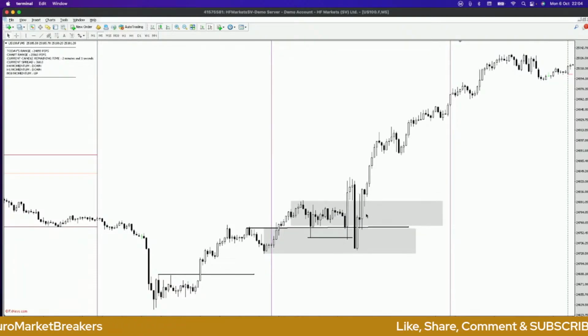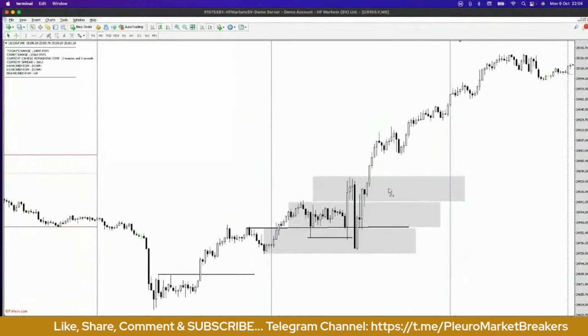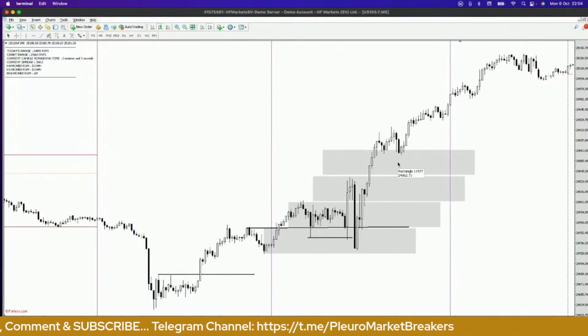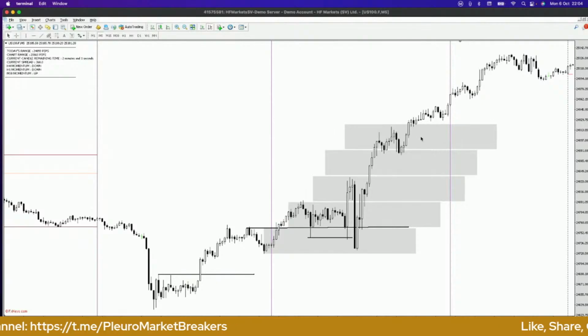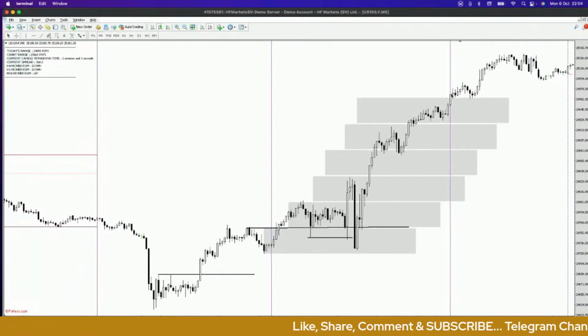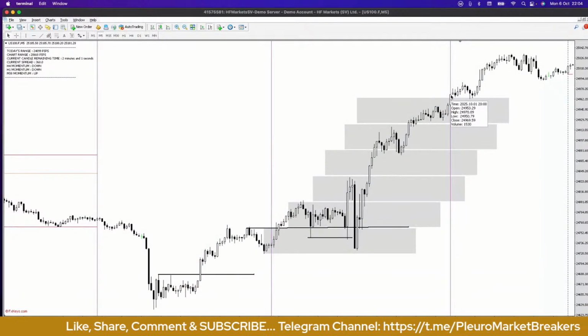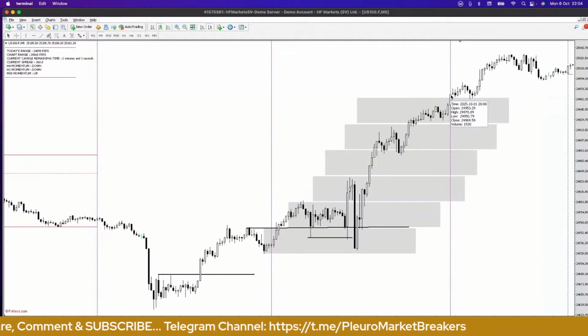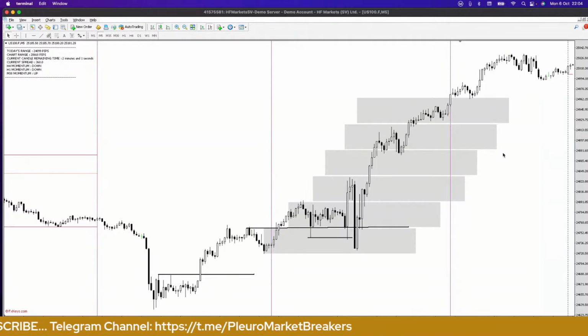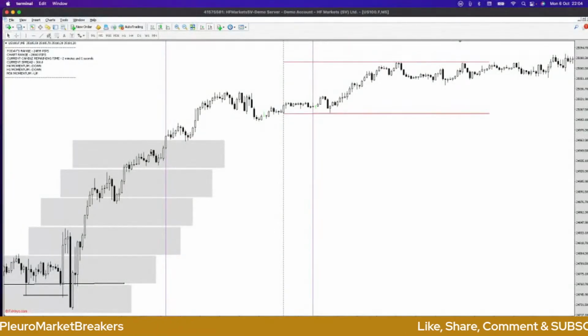1, 2, 3, 4, 5, and I'm out. If I'm scalping, I'm out. But if I'm intra-week trading, I'm not. But if we continued, let's assume we caught this as an intra-week trade and we just let it run.